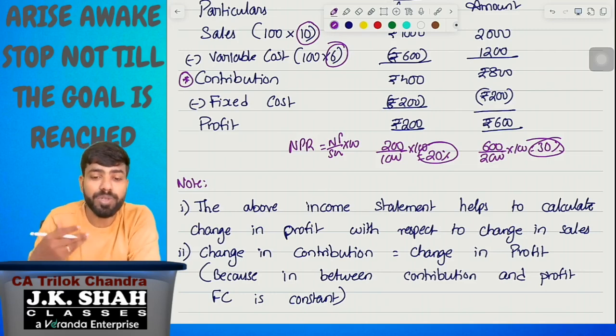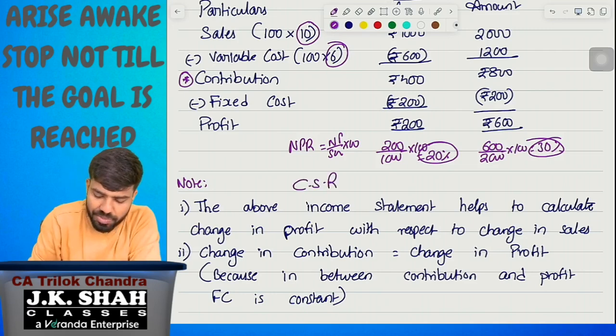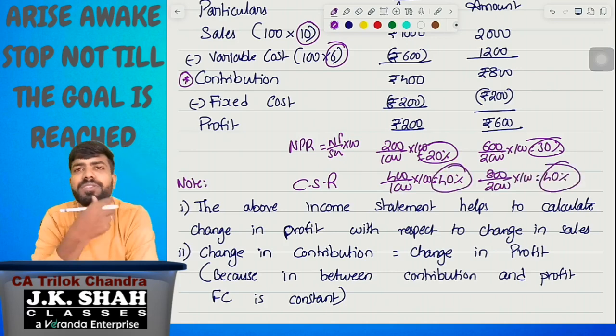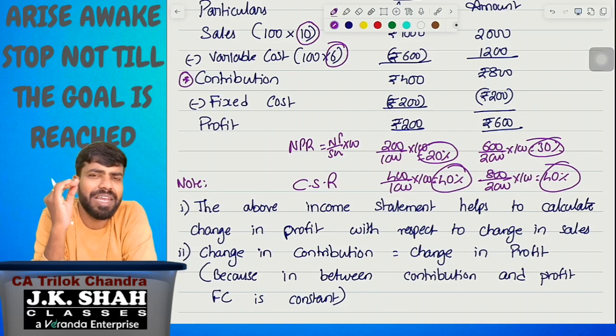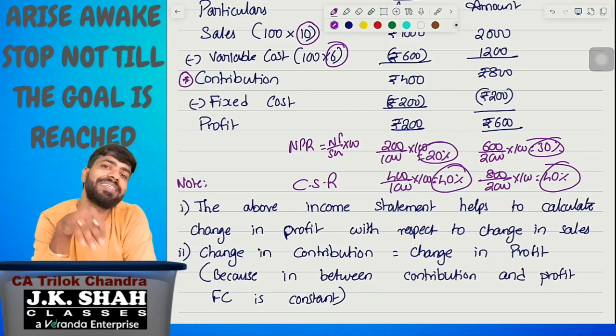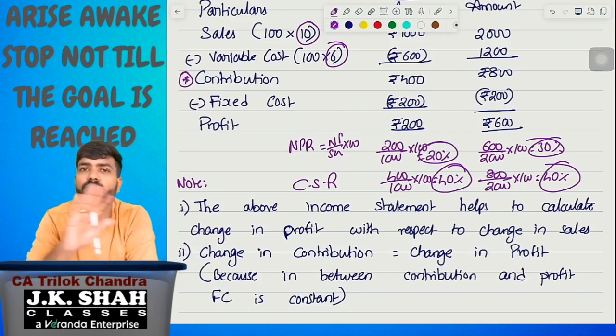When it comes to contribution sales ratio, contribution 400 divided by 1000 into 100, which equals 40%. Here it is 800 divided by 2000 into 100, which equals 40%. If you observe, the contribution sales ratio is the same. Very important: PV ratio is constant irrespective of the sales. By changing the sales, PV ratio is not going to change.